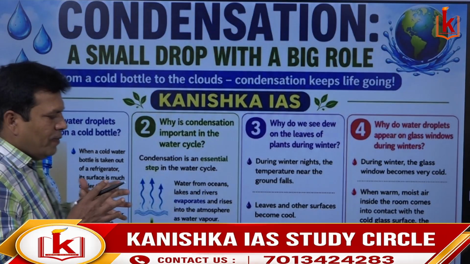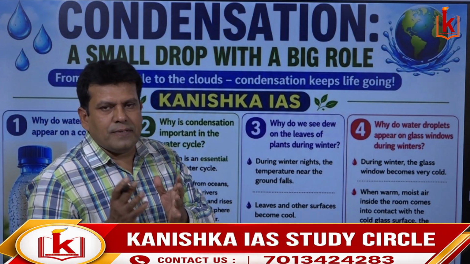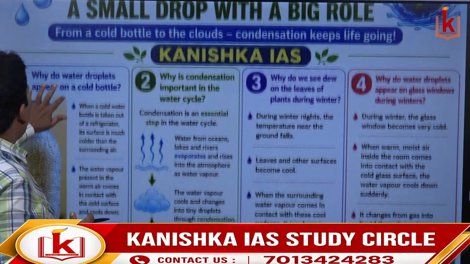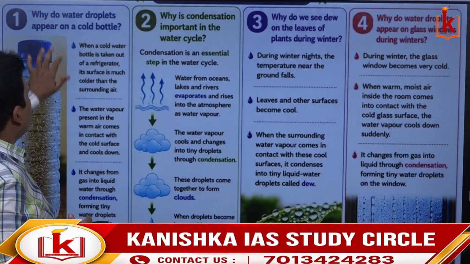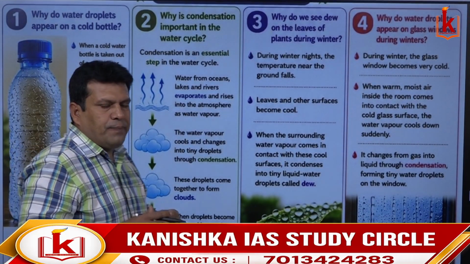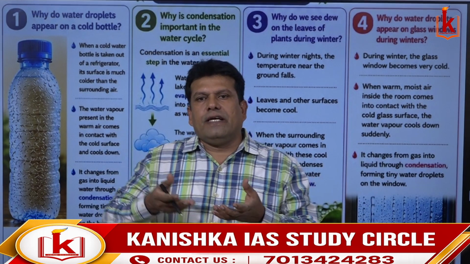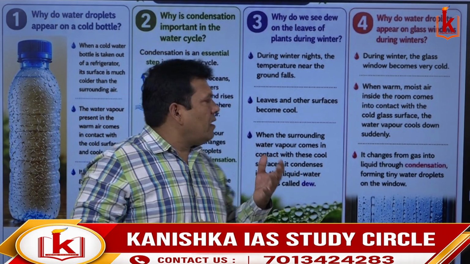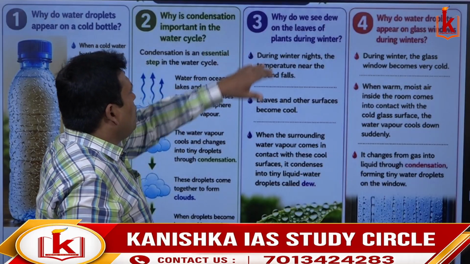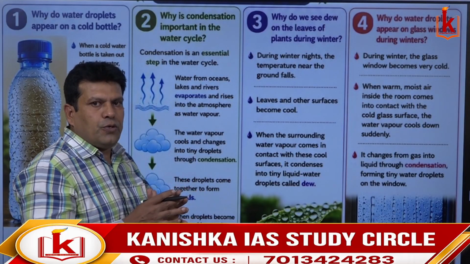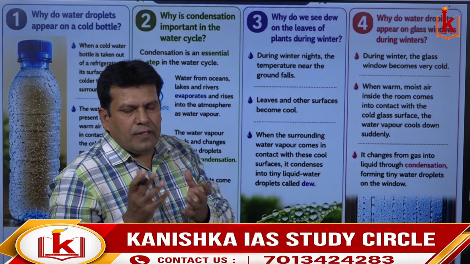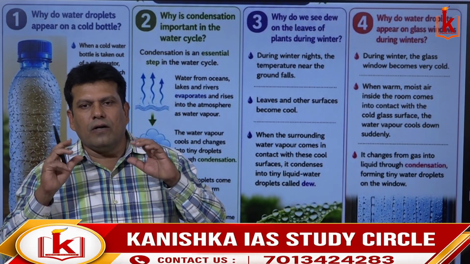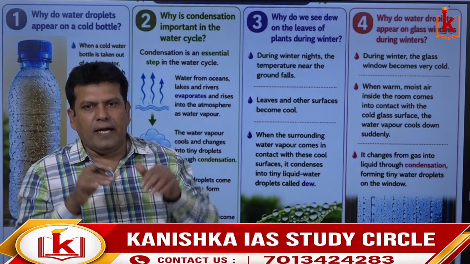Here we'll be discussing certain concepts, and there are questions, for example: why do water droplets appear on the bottle when we take the water bottle from the refrigerator? Similarly, why do we see dew on the leaves of plants during winter? Dew is nothing but a water droplet which settles on the grass, or on the leaf of the plants.